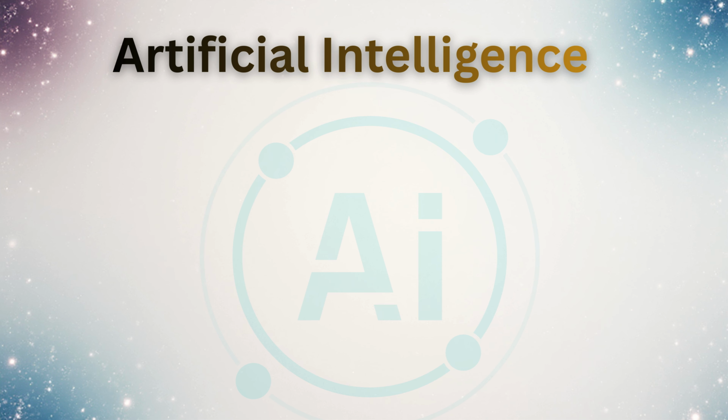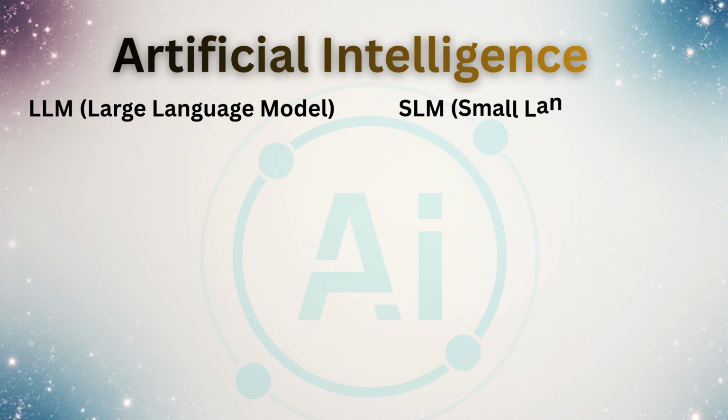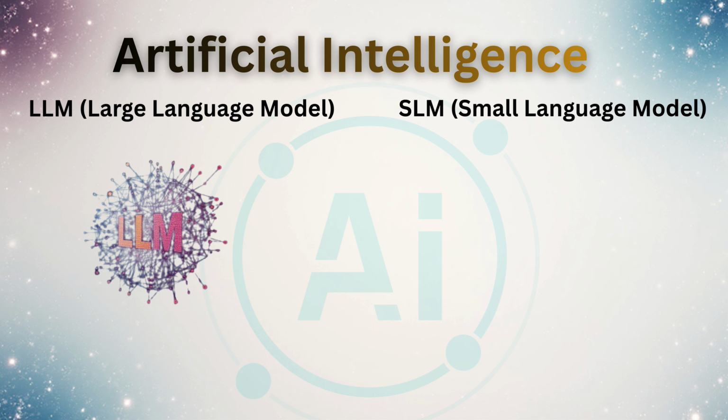They are LLM, large language model, and SLM, small language model. Let's understand them in a simple way. Large language models are like big libraries filled with tons of information. They are trained on billions or even trillions of words, so they understand many subjects deeply. Some examples are ChatGPT, Copilot, and Gemini, which we use in our daily life.